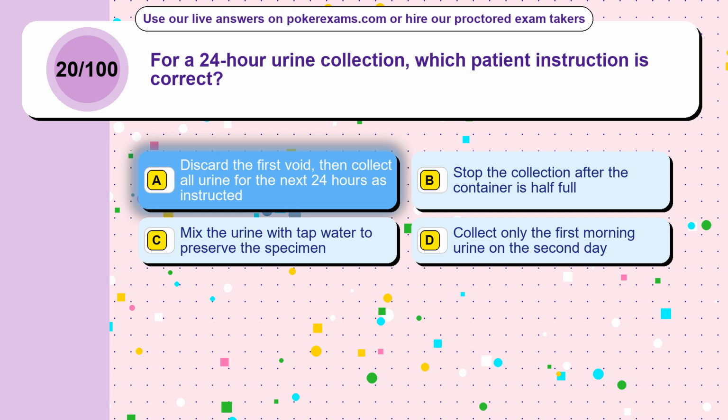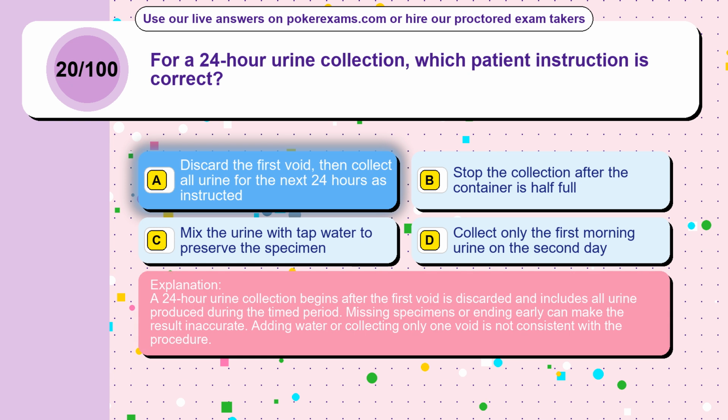The correct answer is option A, discard the first void, then collect all urine for the next 24 hours as instructed. A 24-hour urine collection begins after the first void is discarded and includes all urine produced during the timed period. Missing specimens or ending early can make the result inaccurate. Adding water or collecting only one void is not consistent with the procedure.